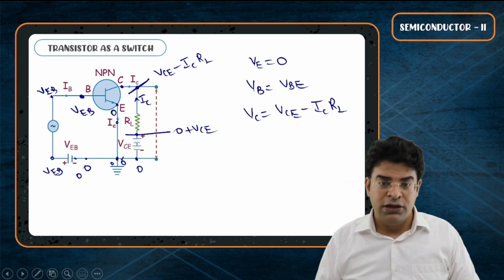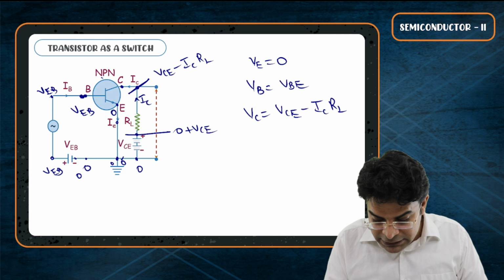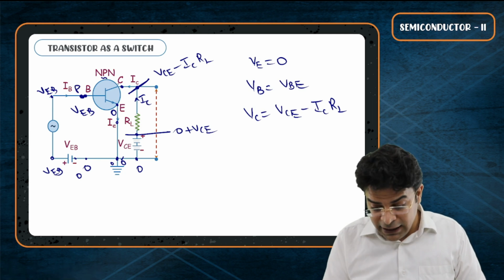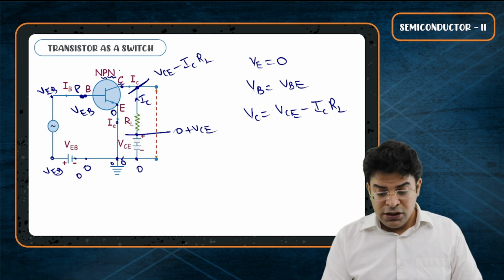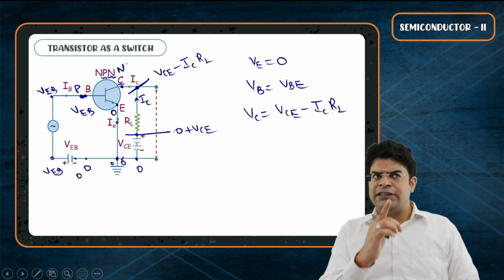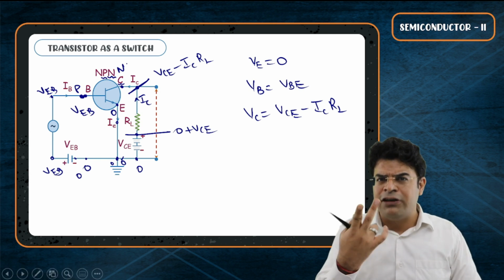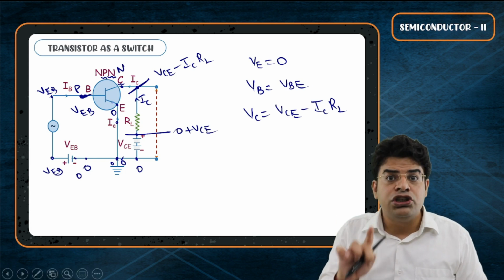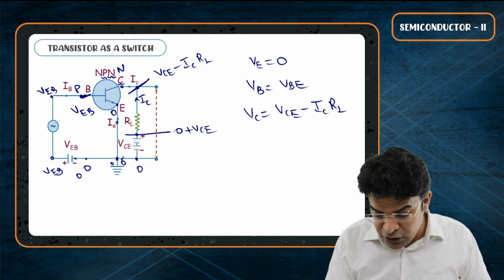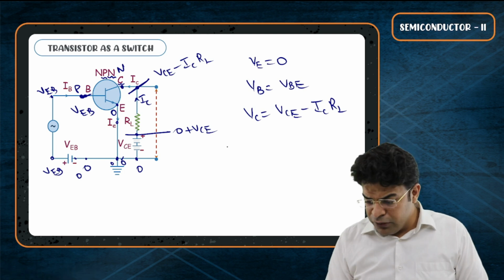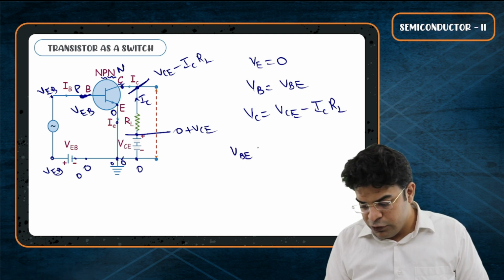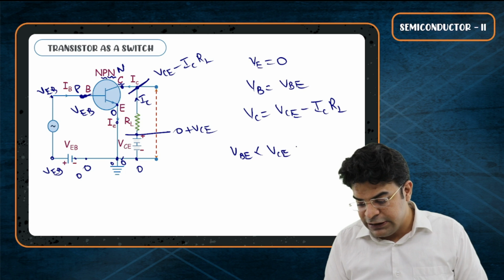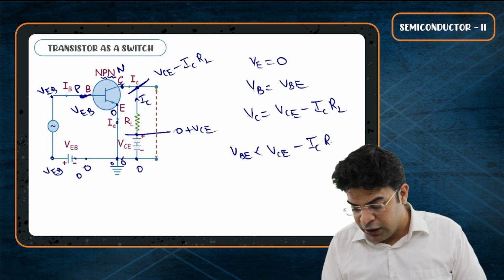reverse biased. Now here base is P, collector is N. So if collector is N and base is P and you want them to be reverse biased, this means that the potential of the base should be less than the potential of the collector. So you can say that VBE should be less than VCE minus ICRL.